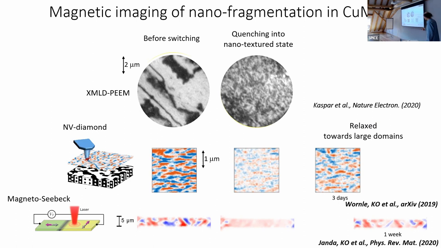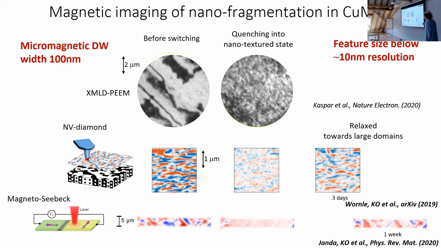But there is one problem, and we documented it by three independent visualization techniques: XMLD-PEEM, NV center diamond magnetometry, and this magneto-Seebeck method. But there is a problem. We know from the TEM experiment that the micromagnetic domain wall width is about 100 nanometers. And this quench-switched disordered state actually has features which are smaller than the resolution of the technique, which is about 10 nanometers. So it means some unexpected physics must be happening. And that's why I have here this part about atomically sharp domain walls.